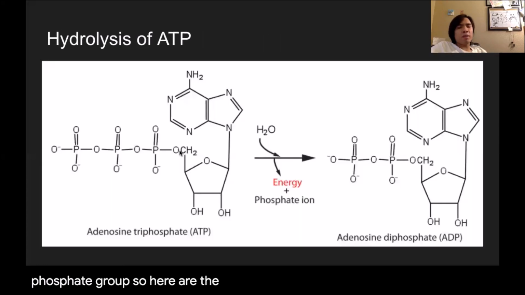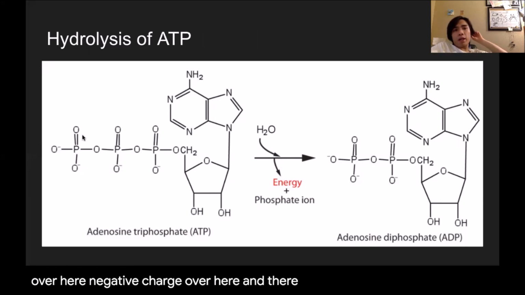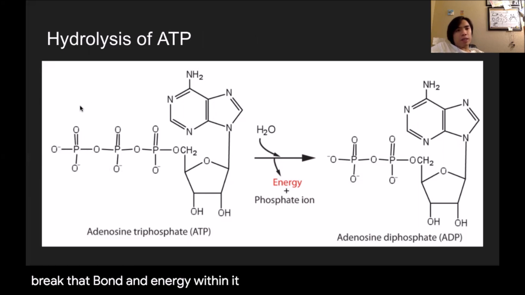So here are the diagrams of them. We have our ATP over here. As you can see, there's a negative charge over here, negative charge over here, negative charge over here, and they're all repelling each other, which means that the third one will easily screw off. Once that happens, you break that bond and energy within it is released.